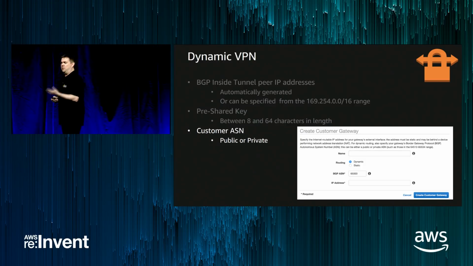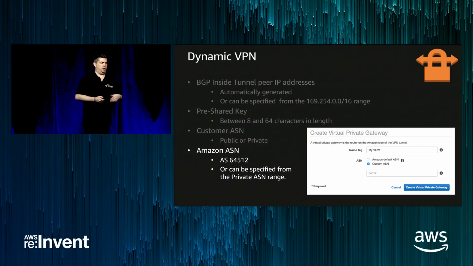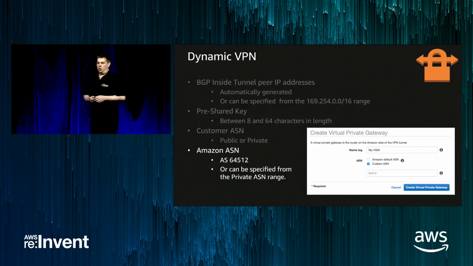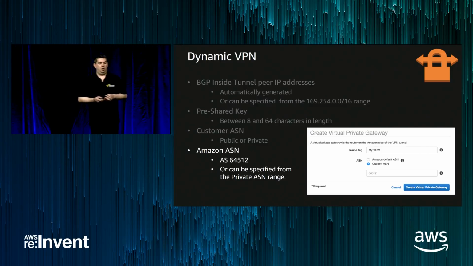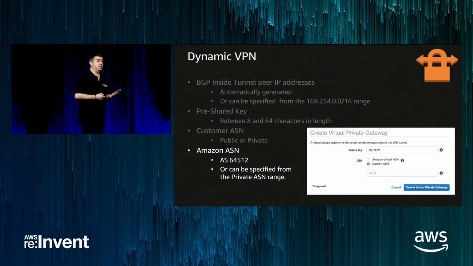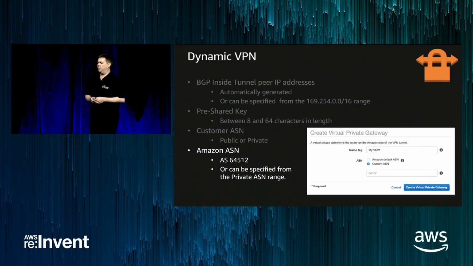But what about the Amazon side of this VPN connection? In the past, we've always defined that AS number for you. Well, now you can actually define that on the virtual private gateway when you create this. So by default, we will now assume 64512, or you can specify an AS that you want to use to represent the Amazon end of the connection, as long as it's a private AS.